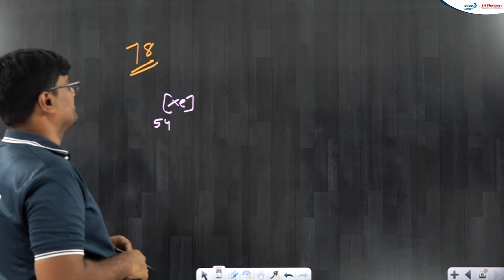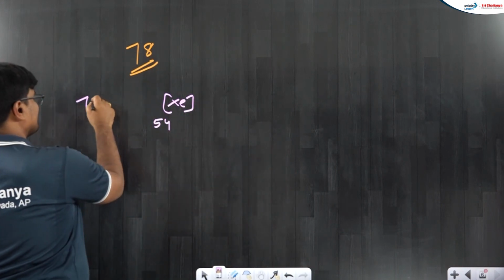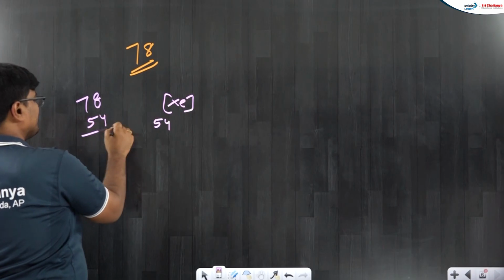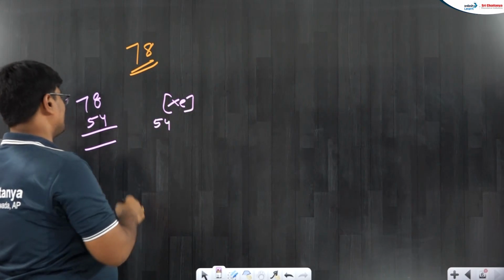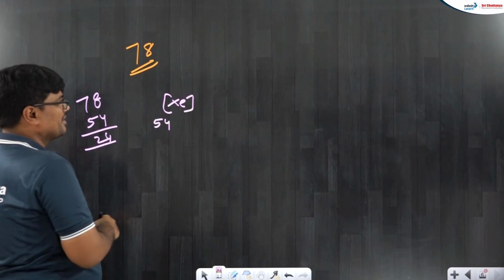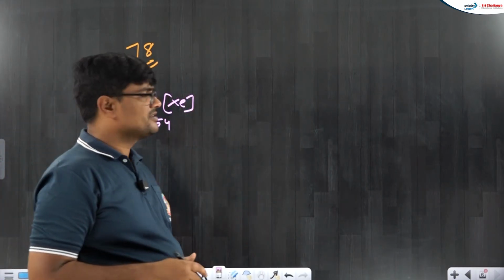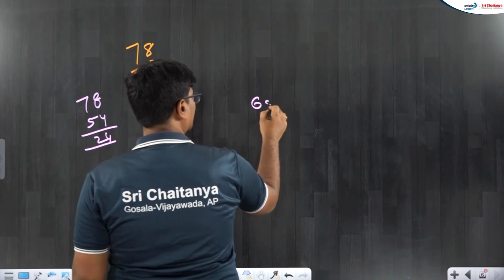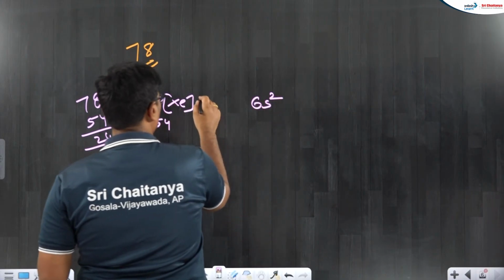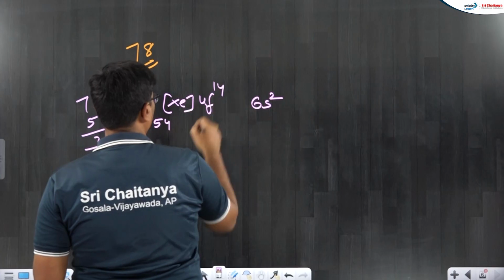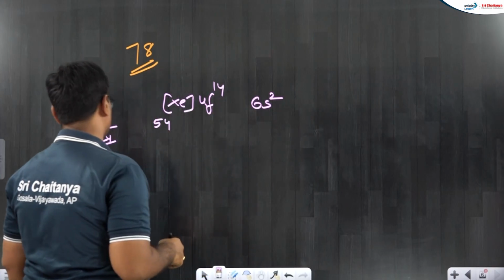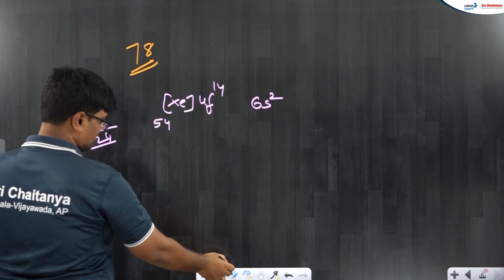The milestone, 54. Now what are the remaining electrons? 78 minus 54. We need to add how many electrons? 24 electrons after xenon. After xenon, what are the orbitals we have? 6s we need to fill, 6s2, and then 4f we need to fill, 4f14, and then what is remaining we have? Please do look at the remaining ones.